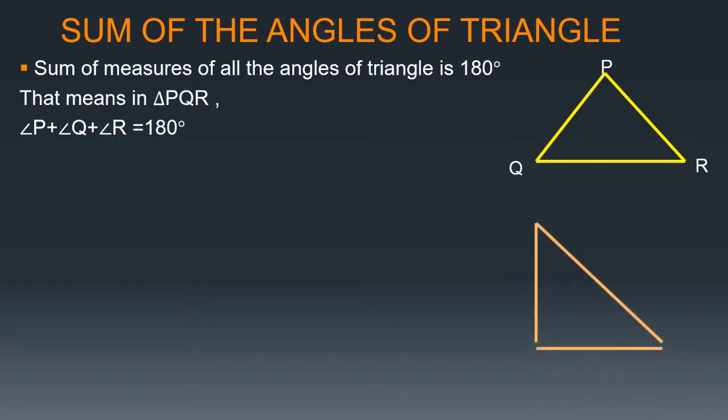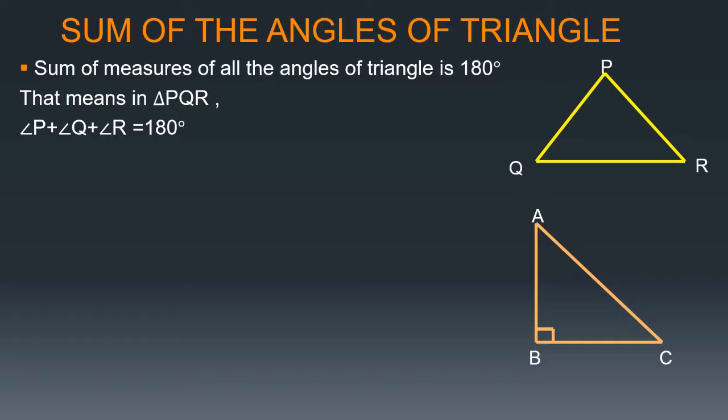But in right angle triangle, we have a special case. Why? Because measure of one angle we already know, that is 90 degree. Now if we consider this triangle ABC, then angle B is 90 degree. Remaining two angles are acute angles. So here remaining two angles are angle A and angle C. So those are acute angles.